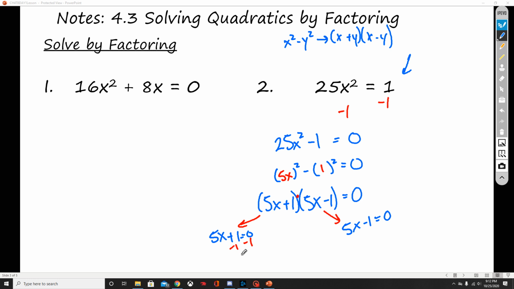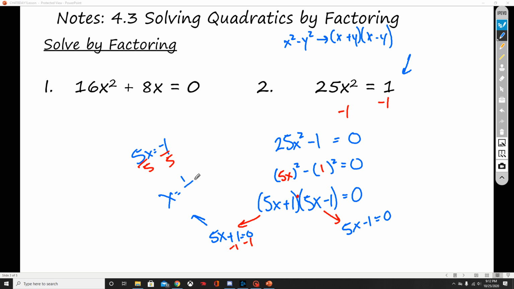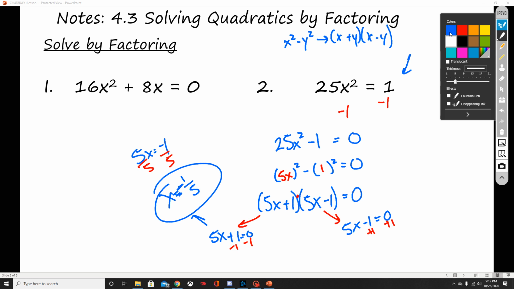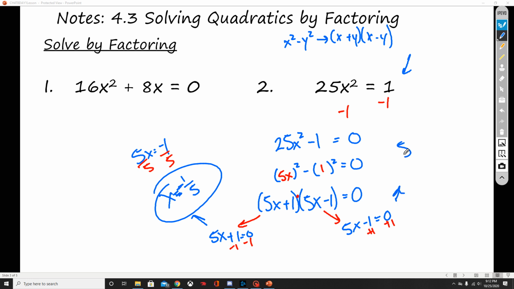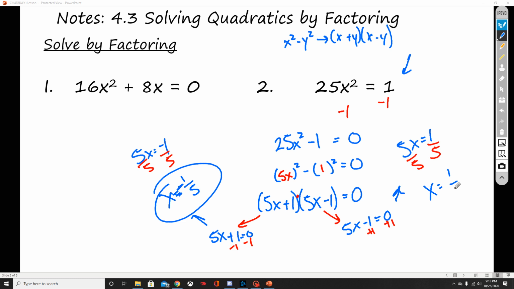So one of our solutions, we're running out of room here. One of our solutions, we subtract 1, then we divide by 5. One of our solutions is negative 1/5. Our other solution we would get when we solve the other equation, so we add 1, divide by 5. So our other solution is 1/5. So we got two solutions, negative 1/5 and 1/5.